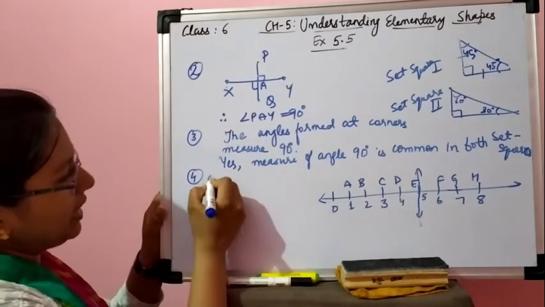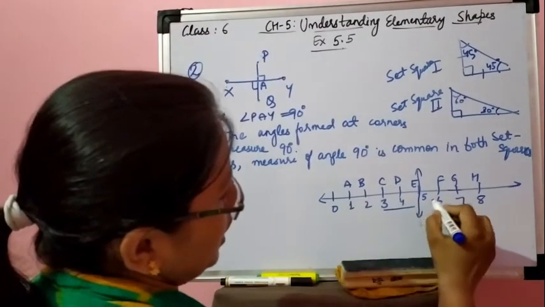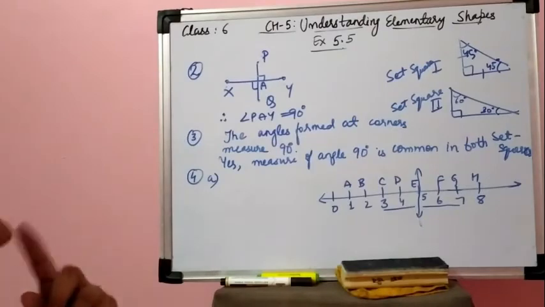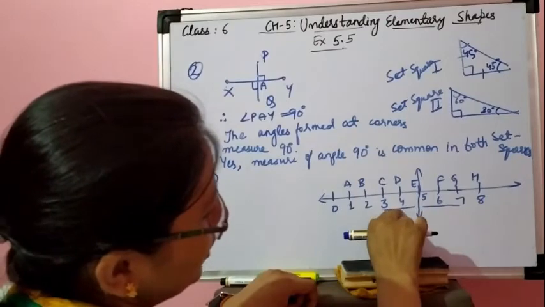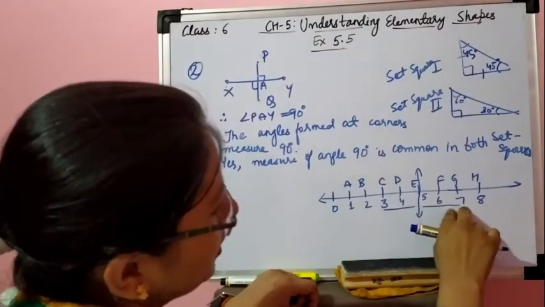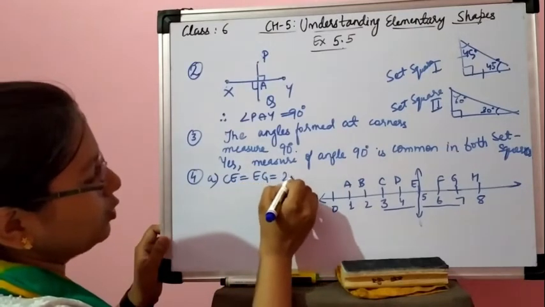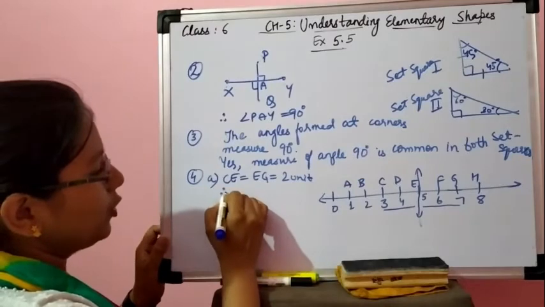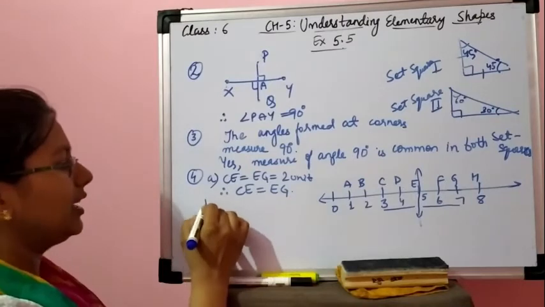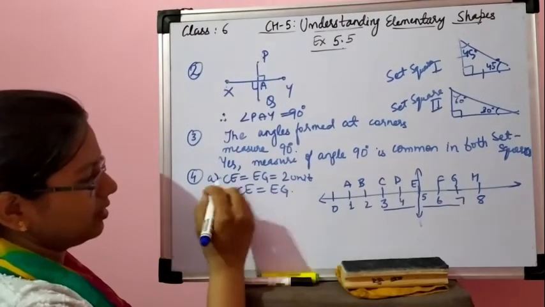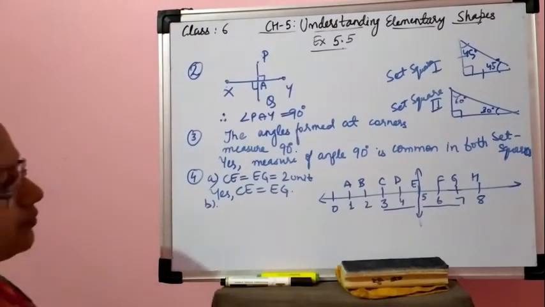Now the question for A part, fourth question A part, is CE equal to EG? Yes, you can see that CE is 1 unit, 2 unit, and EG again 1 unit, 2 unit. So we will write CE is equal to EG is equal to 2 unit. Therefore, CE is equal to EG. Similarly, in the B part, we can write yes, CE is equal to EG.